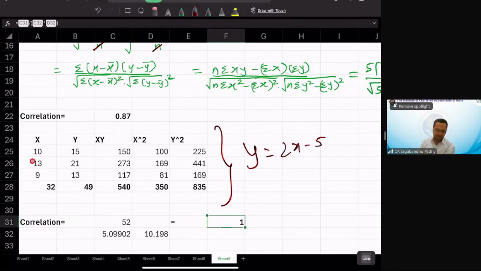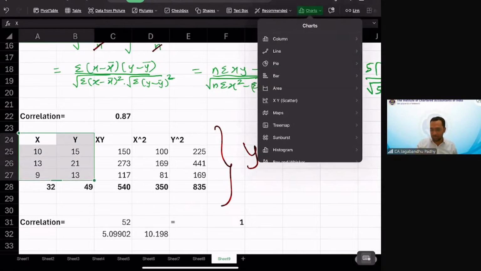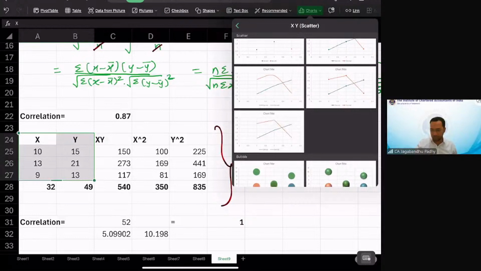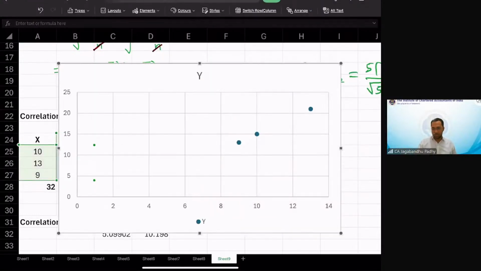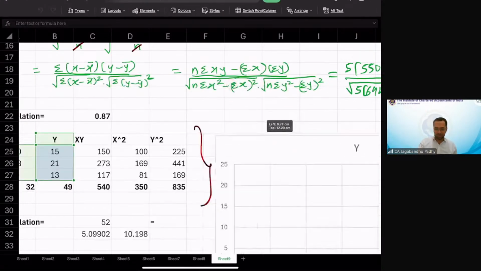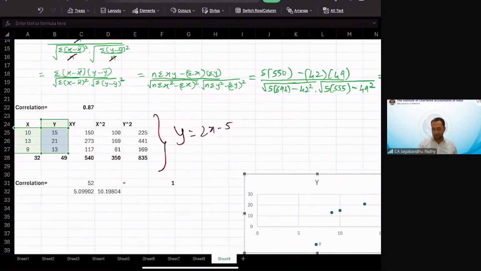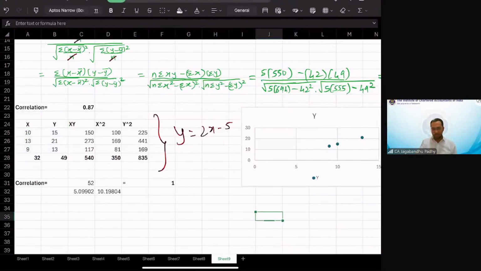Correct? Can you see? Okay. Yes, sir. They are satisfying this linear equation, and therefore you will say that the correlation is 1. Because if I just try to plot this on a graph also, you can see all the 3 data points are in a straight line, which was not the case in the previous example. Therefore, whenever the points are in a linear fashion, you'll find that the correlation is always 1.